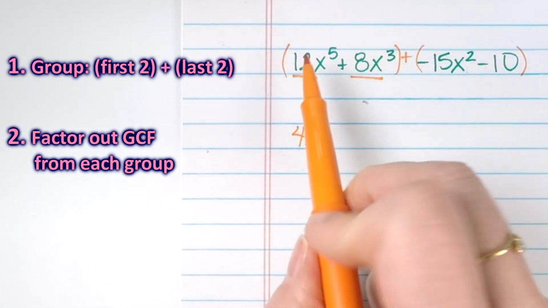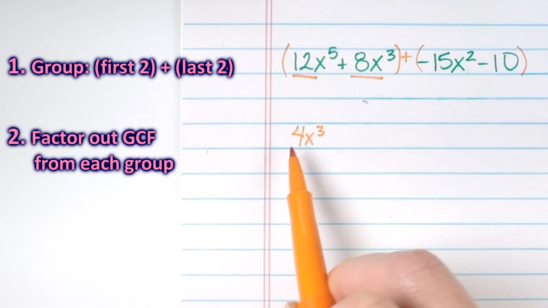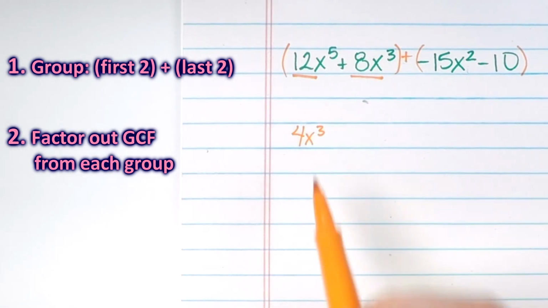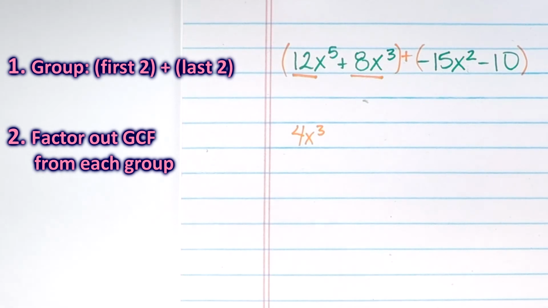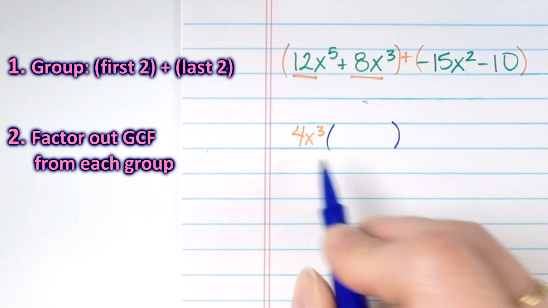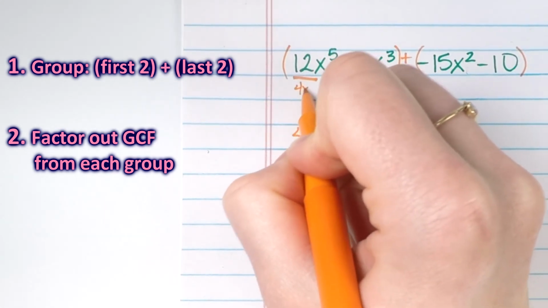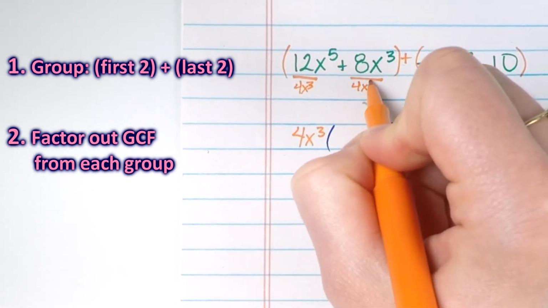cubed. The largest number that divides into 12 and 8 would be 4, and then for the variable, use your smallest exponent, x cubed. So 4x cubed is going to be outside of my parentheses. And then to get what is left over inside, this part you don't have to write, but I'm just going to put this here to help us see step by step.